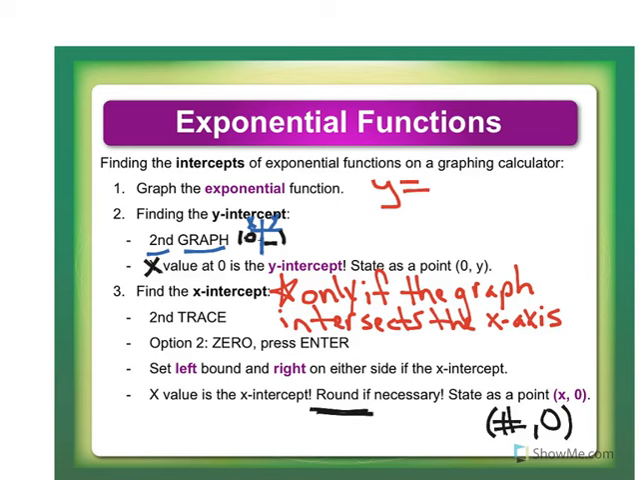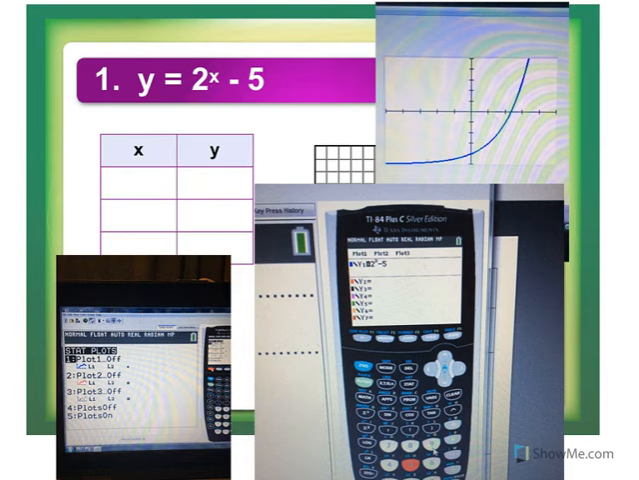Once you have those calculator steps written down, make sure you go ahead and grab your graphing calculator, because I'm going to show you some images of things we need to do to get your calculator ready, as well as how to put in the new equations.